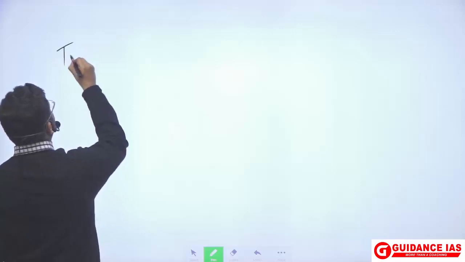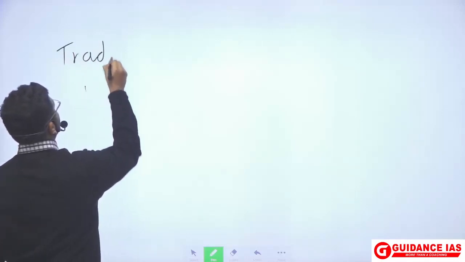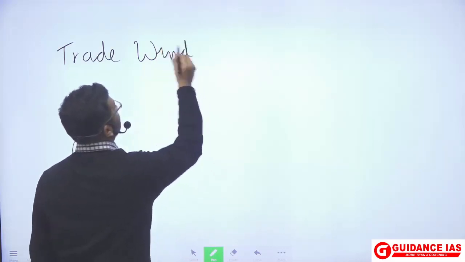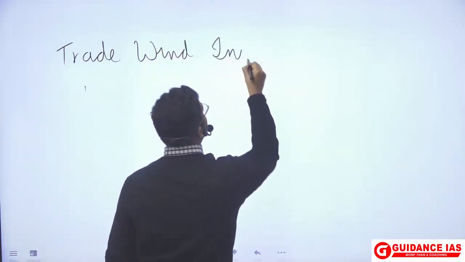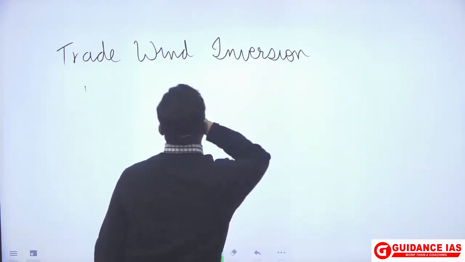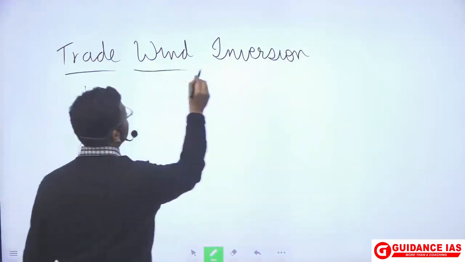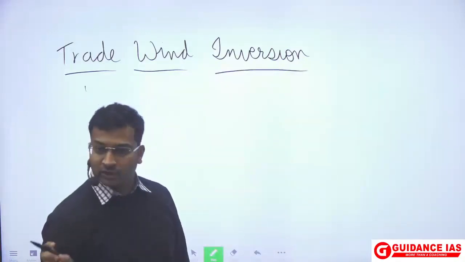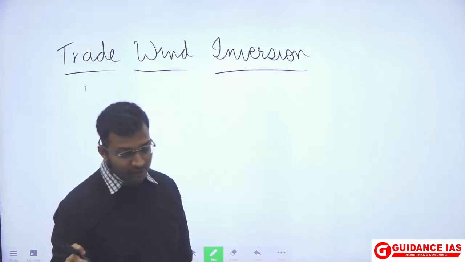Trade wind inversion. It basically takes place in the tropical region, mostly, more specifically from 10 to 30 degree latitude in the tropics.